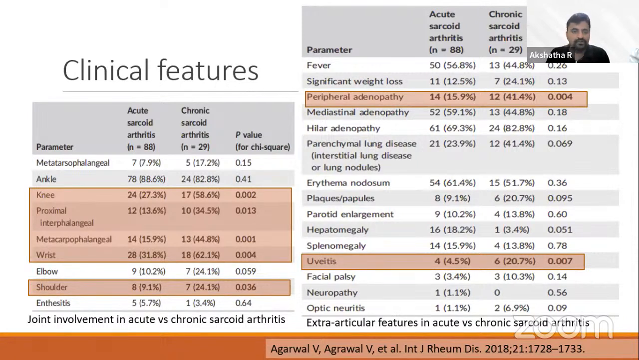Sarcoidosis presents with acute or chronic sarcoid arthritis. In acute sarcoid arthritis, the common joints involved are wrist and knee, and in chronic arthritis, knee and wrist are involved, and metacarpophalangeal joints and proximal interphalangeal joints can also be involved. And peripheral lymphadenopathy is common in chronic arthritis, and uveitis is also common in chronic sarcoid arthritis.